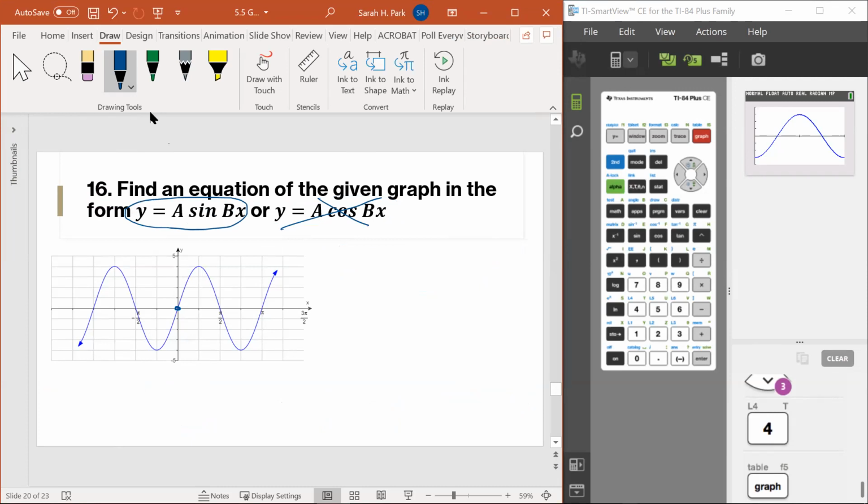And now to determine A, I'm going to look to see how high it goes up. It goes up to 4. And because it goes up, I know that A is equal to 4. To get B, we have to get the full period.